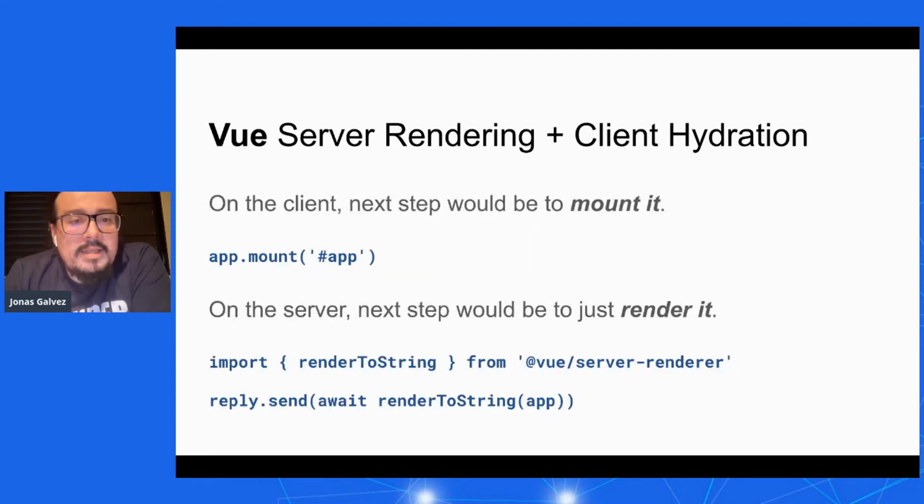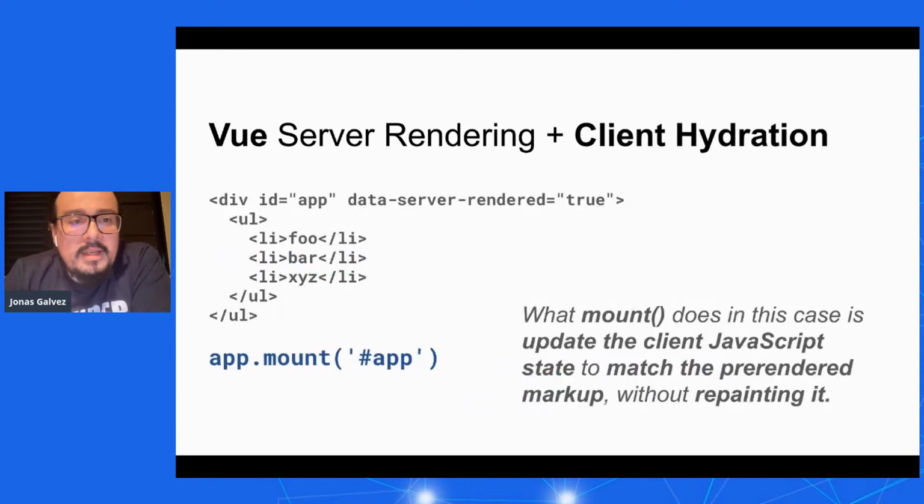On the client, the next step would be to mount it. Mount means that it basically renders to the screen on the browser. On the server, the next step would be to render it. Actually, the server part should come before the client, but the process would be: you load the component on the server, you use the renderToString function to create a string representation of it, and that string representation is the actual markup. The client receives the markup.